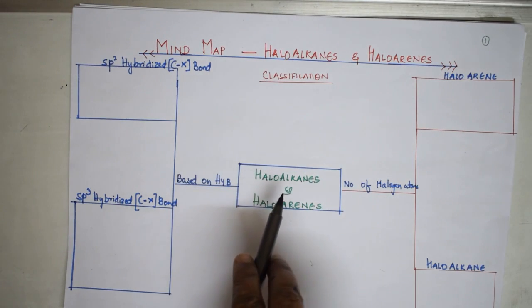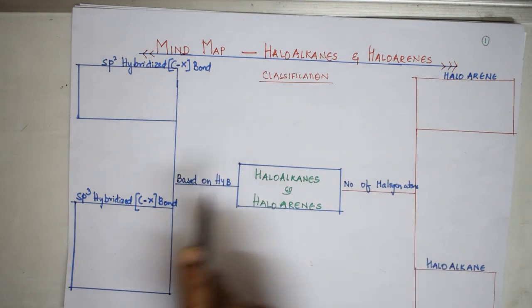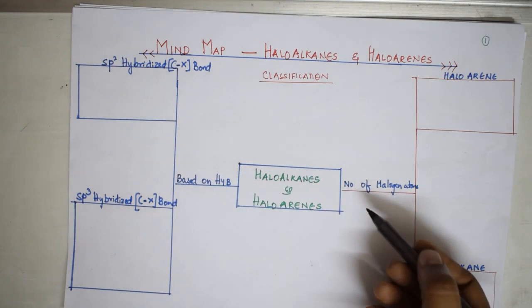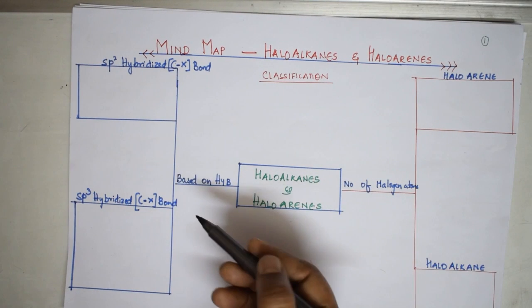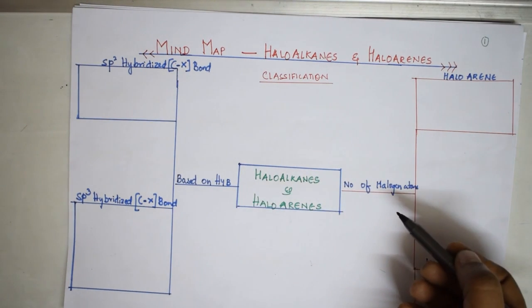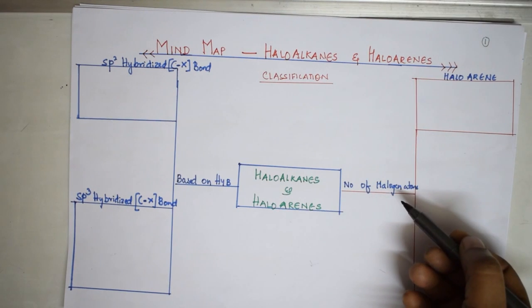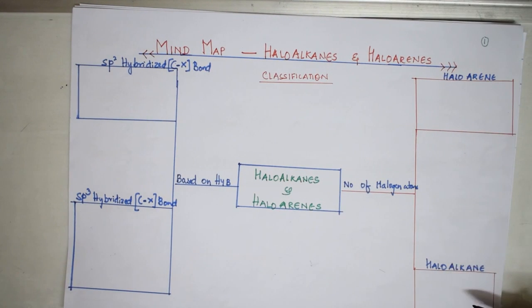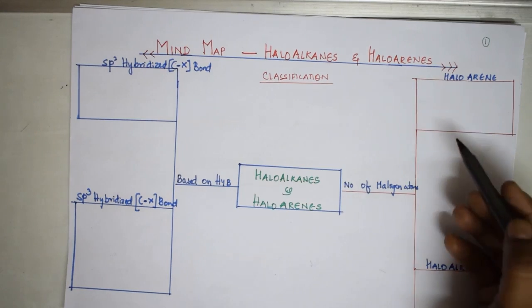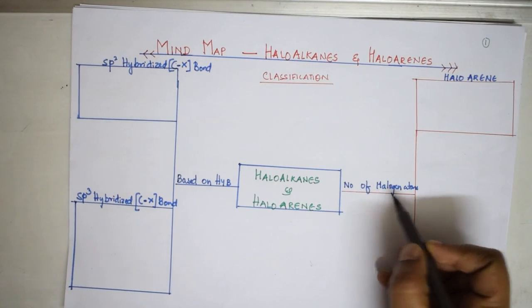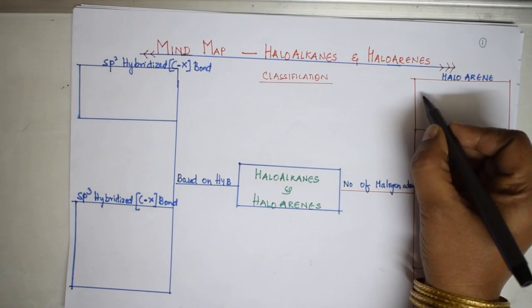So basically haloalkanes and haloarenes are classified into two categories, that is, based on the number of halogen atoms as well as based on hybridization. If it is the number of halogen atoms, how are haloarenes and haloalkanes classified? Let's see. Based on the number of halogen atoms, the haloarenes are classified into three.